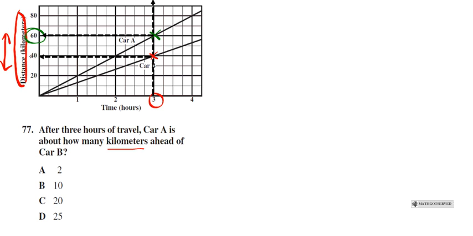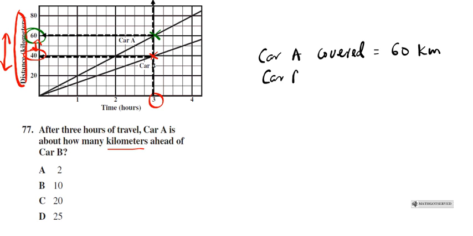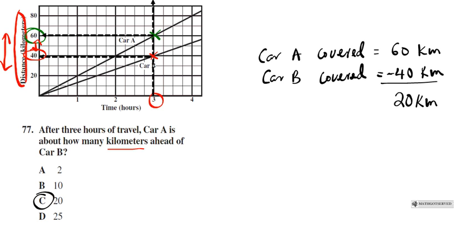So all you simply do is compute the difference in the distance covered. Okay? So to do this, let me just write it out so you can see what I'm doing here. So car A covered 60 kilometers, and then car B covered 40 kilometers. How many kilometers ahead is car A from car B? Just simply find the difference, or just subtract. Okay, so if you subtract, you get 20 kilometers. And that's the answer. The answer is C.